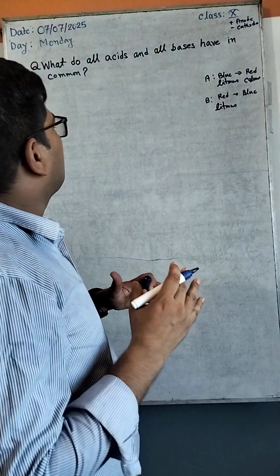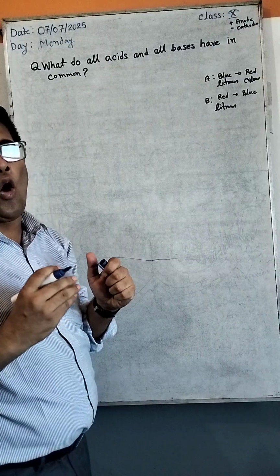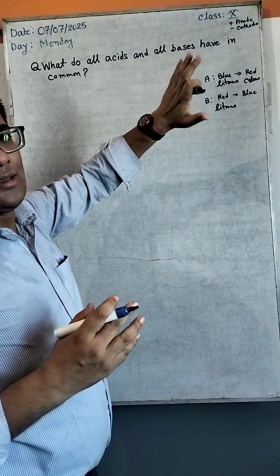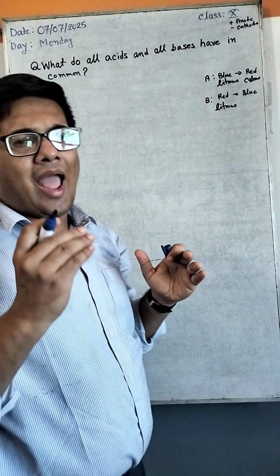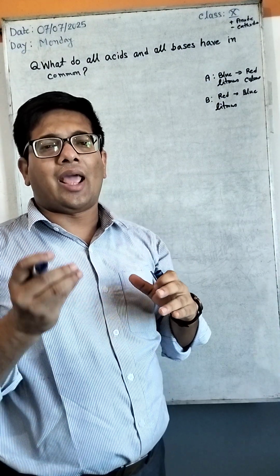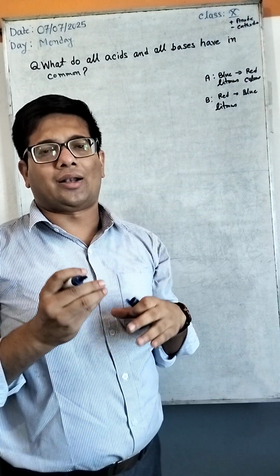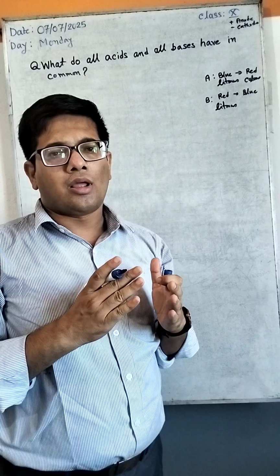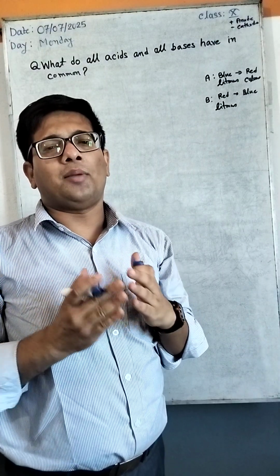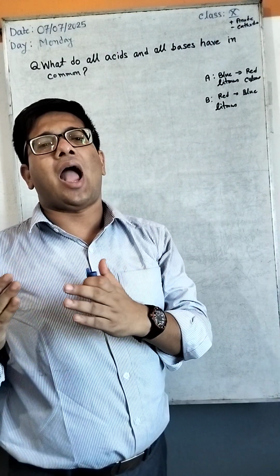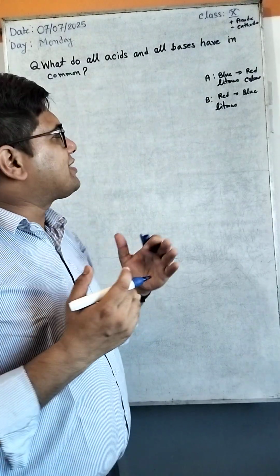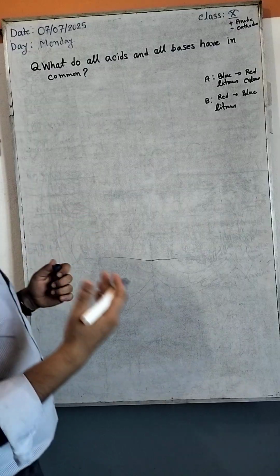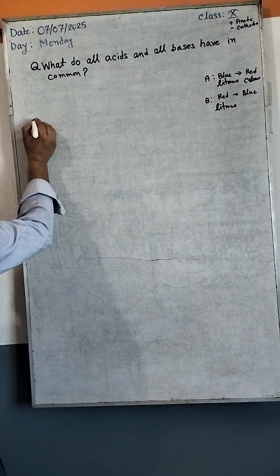Now coming to the chemical properties of all acids and bases. What is common in acids and bases? Common is that any acid or any base in an aqueous medium, with water, shows a positive ion and a negative ion. Positive means cation and negative means anion. We will describe this with examples. First, take any acid, for example HCl.